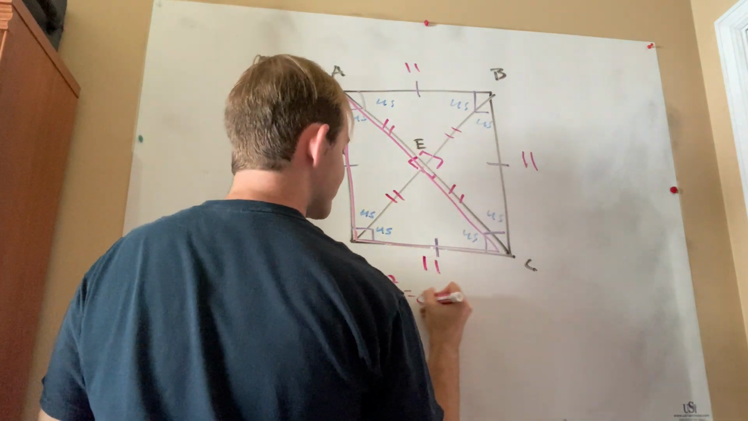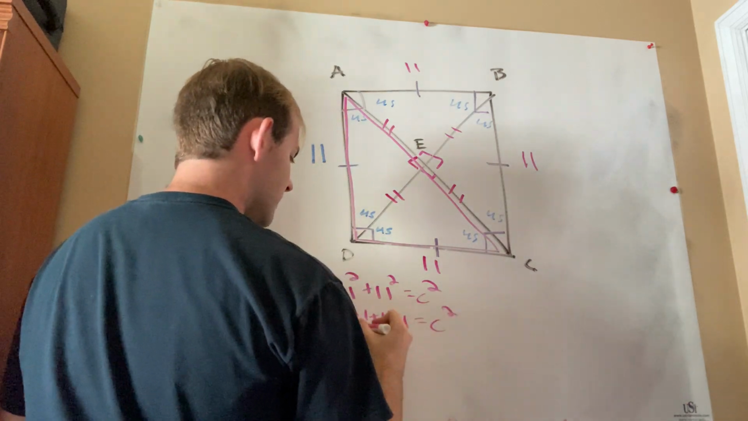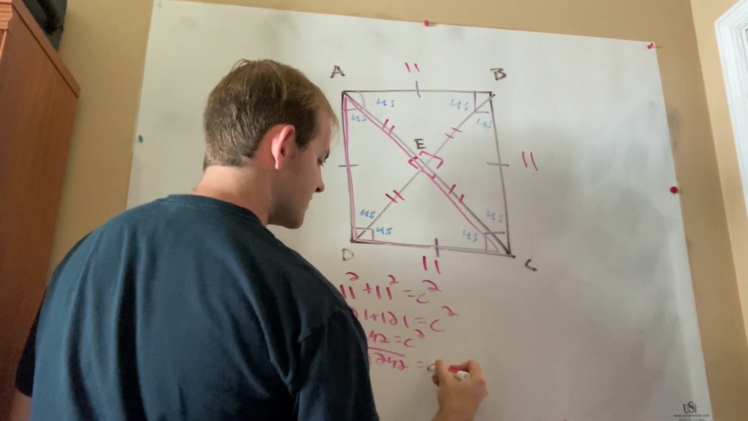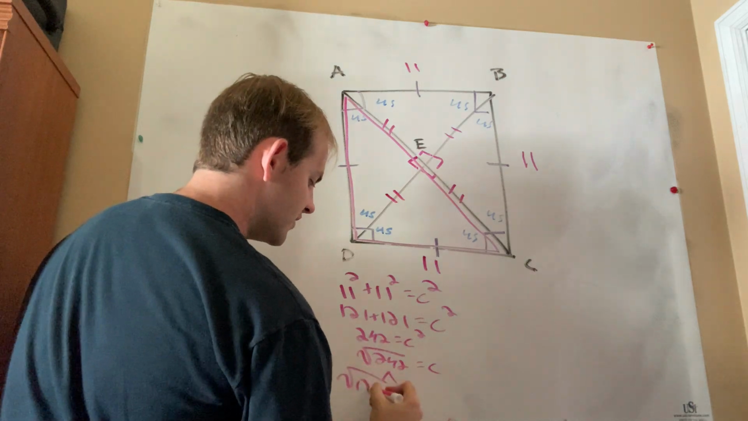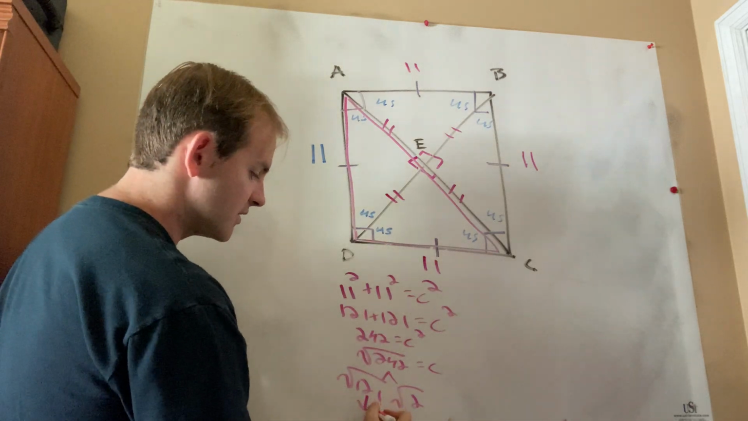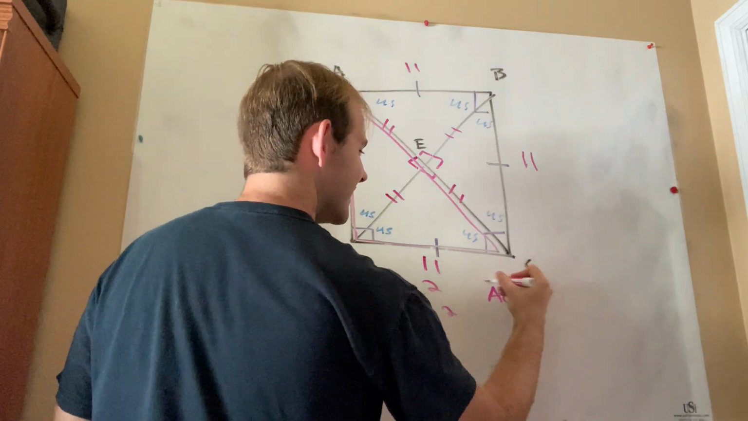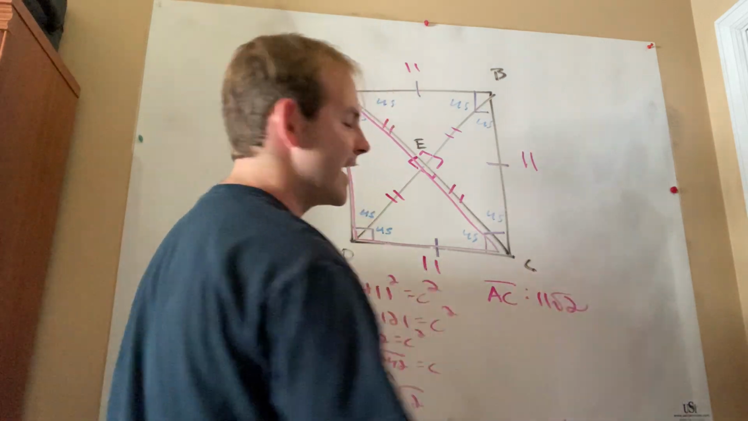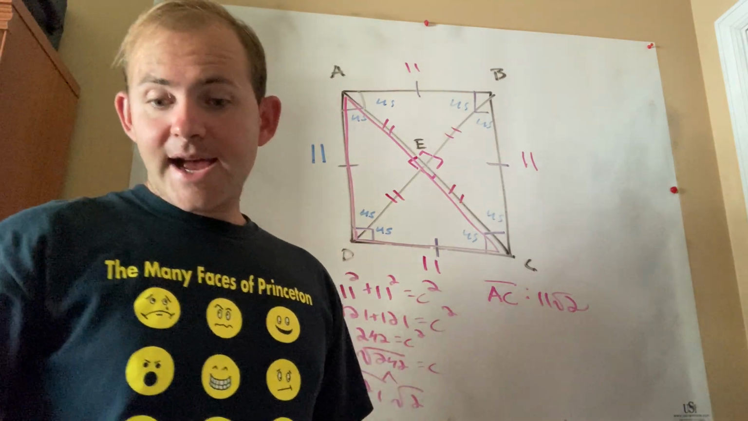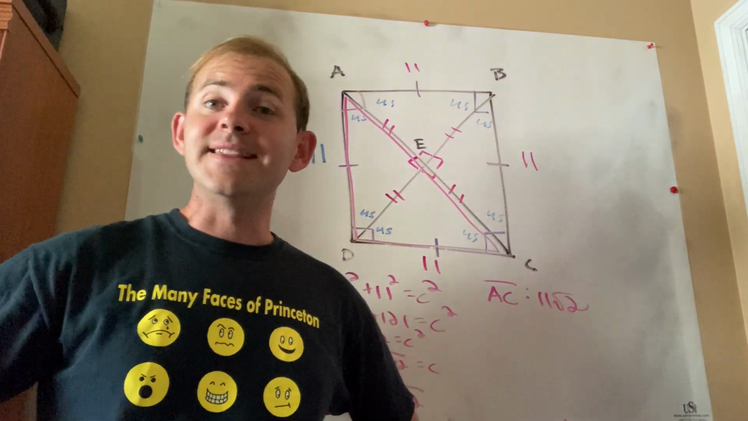Let's see how that works. 11 squared plus 11 squared equals c squared. 121 plus 121 equals c squared. 242 equals c squared. Radical 242 equals c. And if I were feeling particularly adventurous and I wanted to simplify, the biggest perfect square that goes in is 121, which is just 11. And so that would actually be, if I want an answer for AC, 11 radical 2. Now, BD, because the diagonals are going to be congruent to each other, BD would also be 11 radical 2.